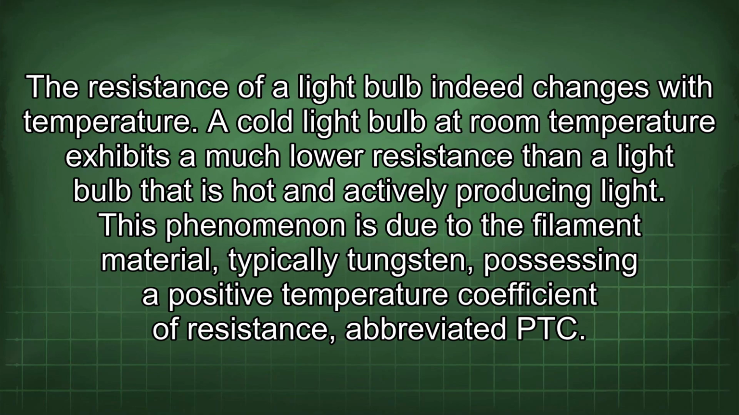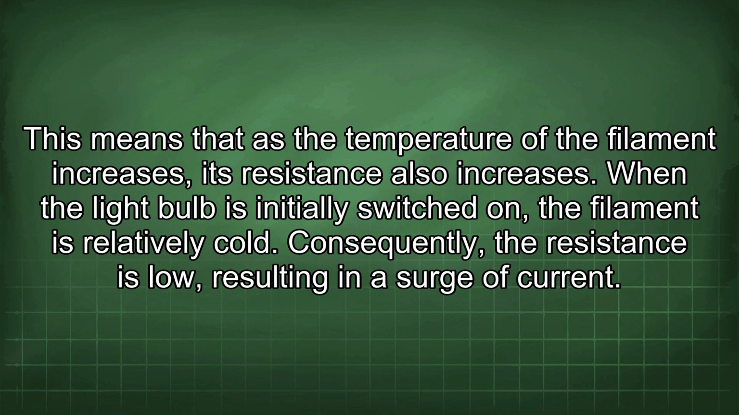The resistance of a light bulb indeed changes with temperature. A cold light bulb at room temperature exhibits a much lower resistance than a light bulb that is hot and actively producing light. This phenomenon is due to the filament material, typically tungsten, possessing a positive temperature coefficient of resistance, abbreviated PTC. This means that as the temperature of the filament increases, its resistance also increases.